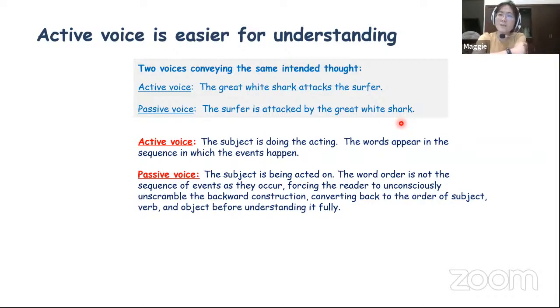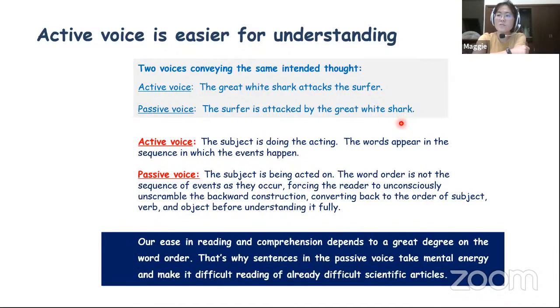So which one is easier to understand? Yes, the active voice is easier for understanding. So our ease in reading and comprehension depends to a great degree on the word order. That's why sentences in the passive voice take mental energy and make reading already difficult scientific articles even harder. So if you can write your sentence in the active voice, then try to write in the active voice, because it's easier for understanding and it can help readers understand difficult scientific articles better.